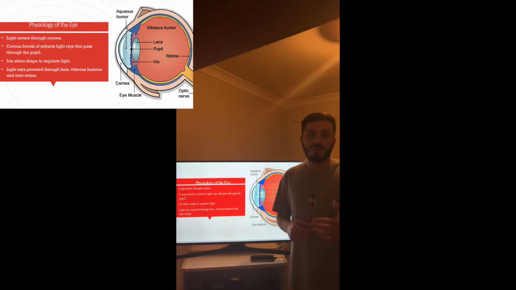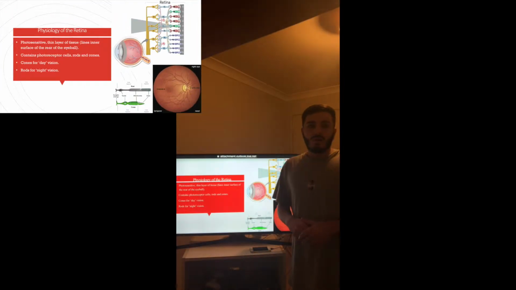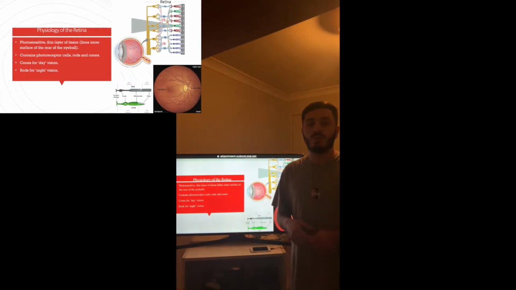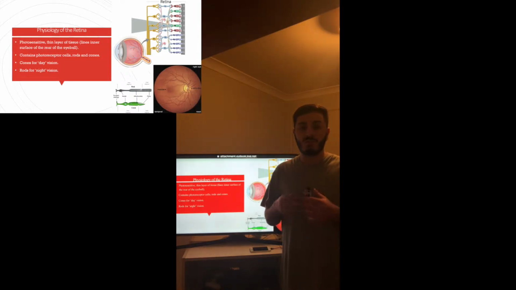Therefore, the light rays then travel through the vitreous humor and are then focused on the back of the eye, the retina. So the retina is the part of the eye that I would like to draw your attention towards. It is a photoreceptive, thin layer of tissue where light rays are focused by refraction through the cornea and lens as aforementioned. It lines the inner surface of the eyeball and is held in place by the vitreous humor, which is a jelly-like fluid that fills the chamber of the eye and is located directly behind the lens.